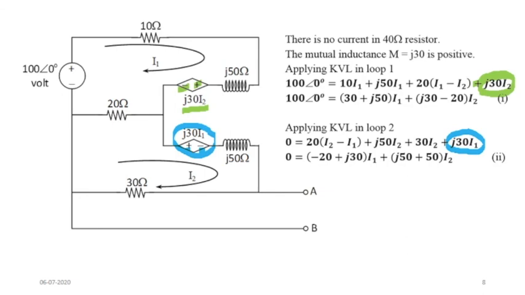So in this lecture we have studied how to deal with a magnetically coupled circuit, how to write Kirchhoff's voltage law, how to calculate the different parameters that are asked, and what is the physical significance of dependent sources. Thank you.